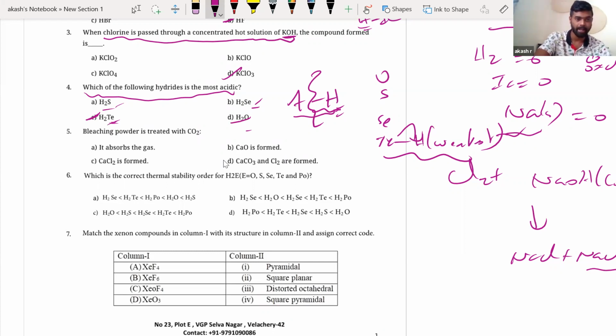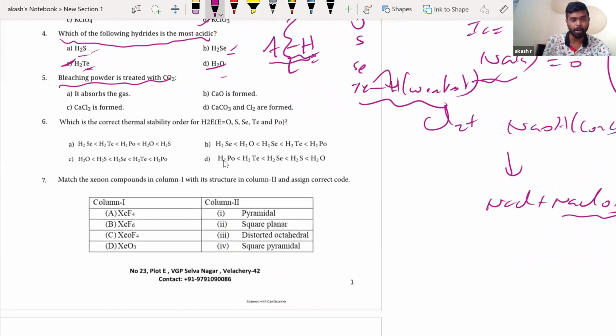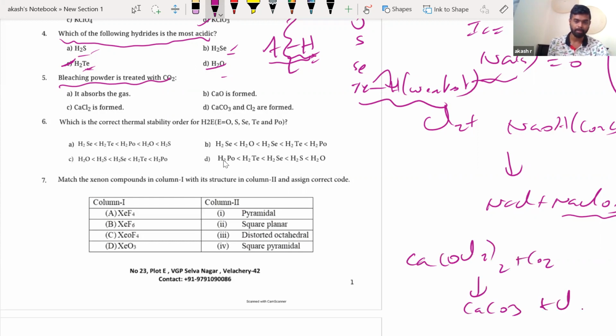Okay, fine. Next, bleaching powder. Bleaching powder is treated with CO2. What and all will be formed? I think you'll be able to easily get the answer, people. CaOCl2 plus CO2 will give me CaCO3 plus Cl2 gas. So the answer to this question is option D.